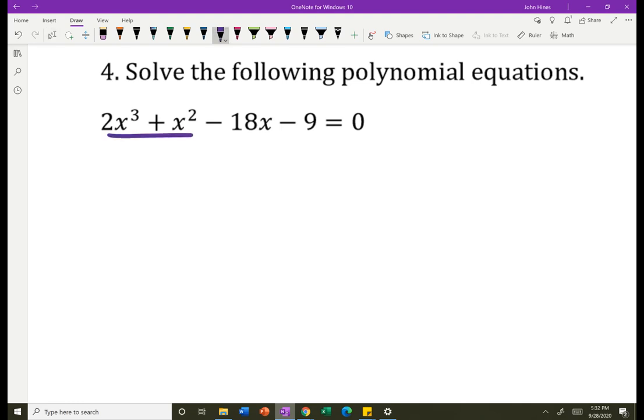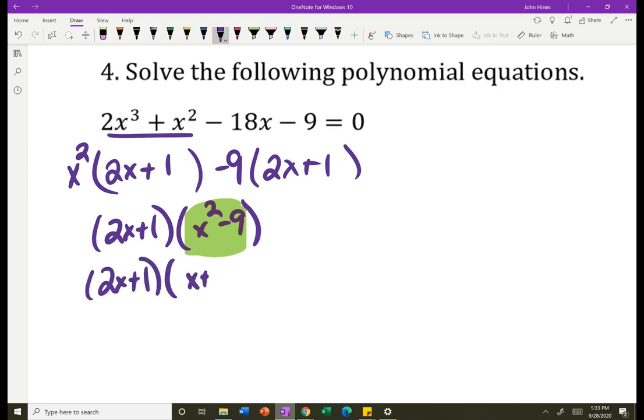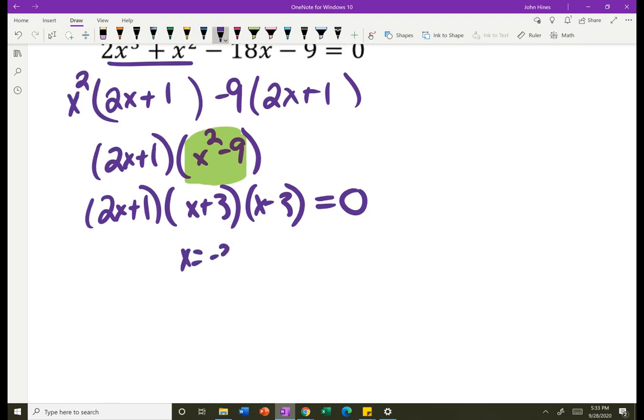All right, so I'm going to factor out x squared, left with 2x plus 1. So I better end up with 2x plus 1 over here. Notice it is equal to 0, so that's good. Take out a negative 9, good. So 2x plus 1 times x squared minus 9. But of course, I'm always looking out for difference of squares. So 2x plus 1, x plus 3, x minus 3 equals 0. This product equals 0, so we can apply the 0 product property. x equals negative 3, x equals 3.